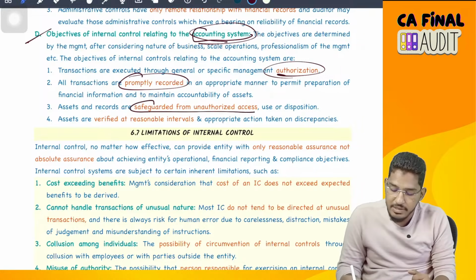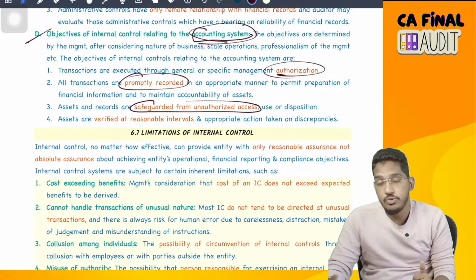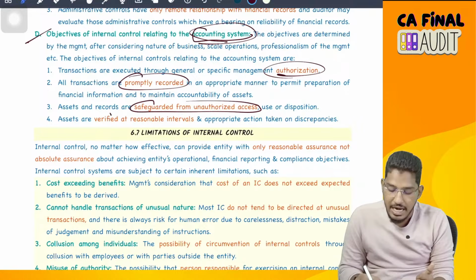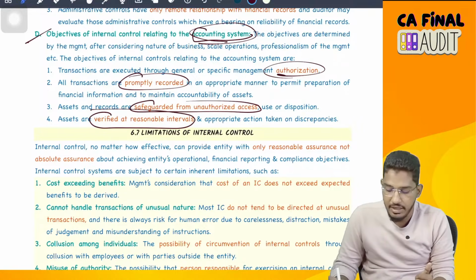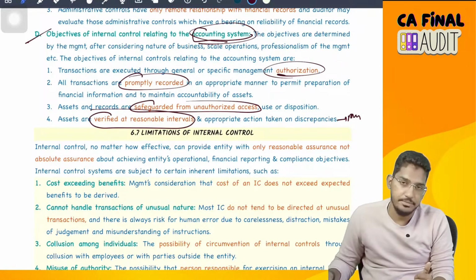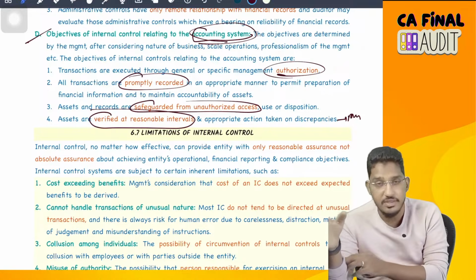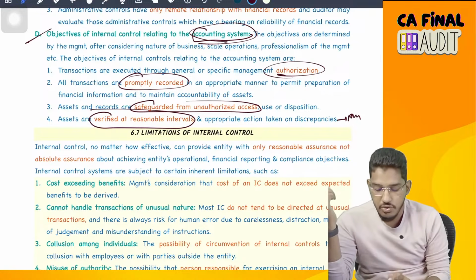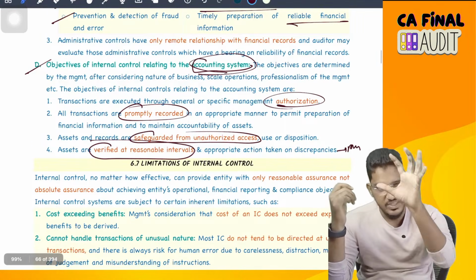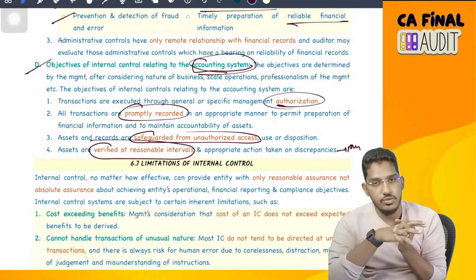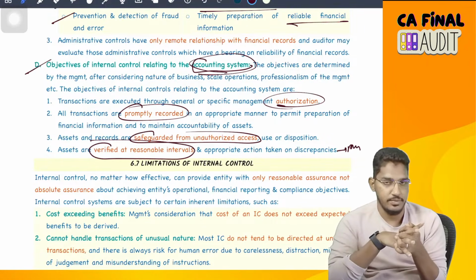And all the assets should be safeguarded. All the assets should be protected from unauthorized access. And even those assets should be verified at reasonable intervals, nothing but physical verification, we call it. So generally we expect accounting controls to fulfill these objectives.